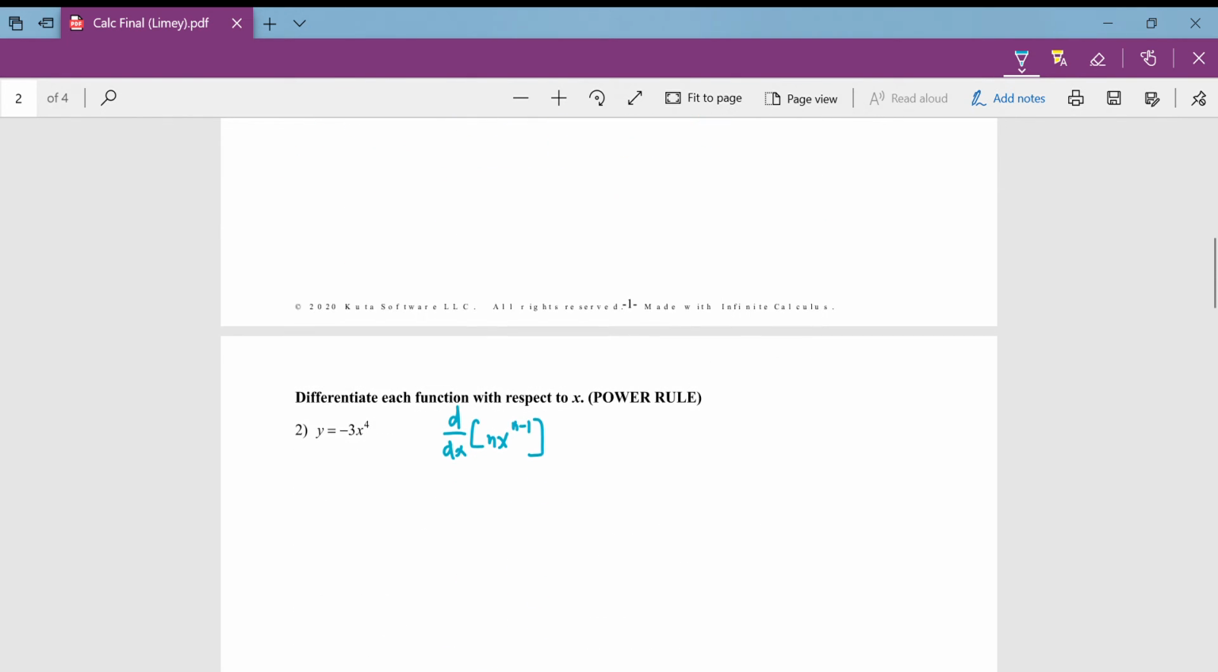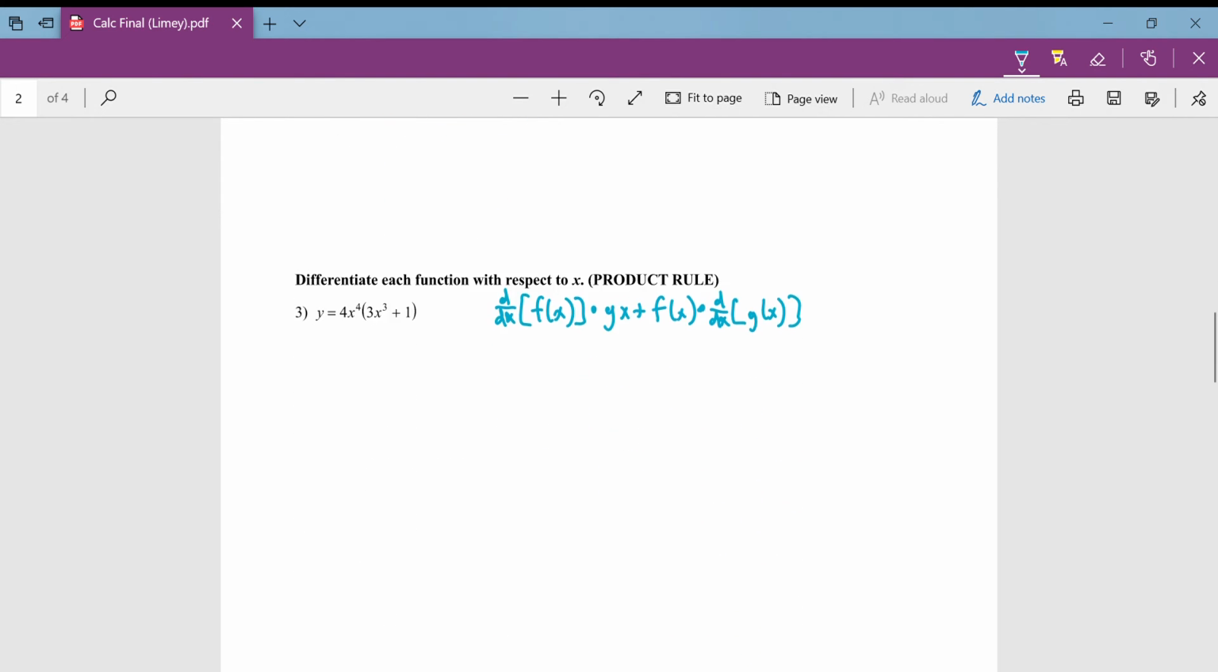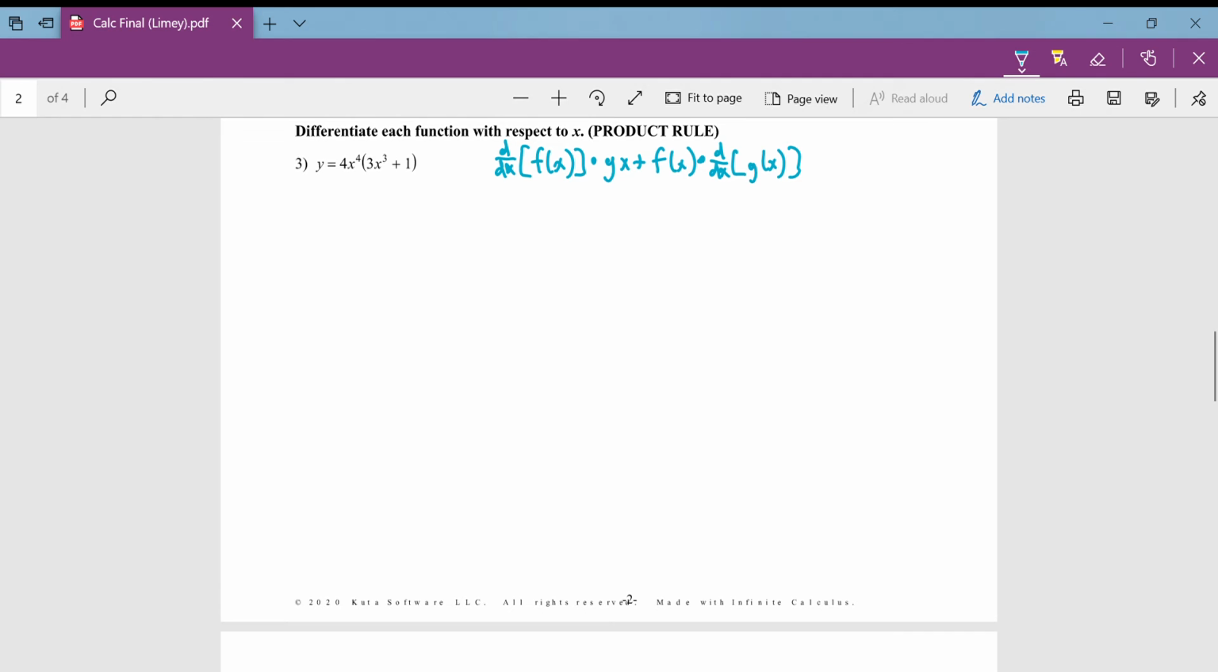And then we go down to the power rule. Power rule, super simple. You would have your negative 3/4. 4 would come down, make it 12, and then you just subtract 1. Easy. Product rule.